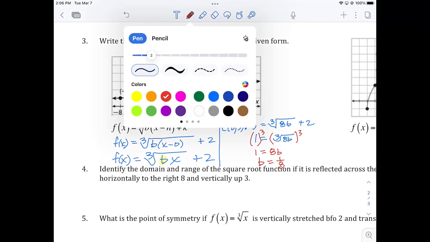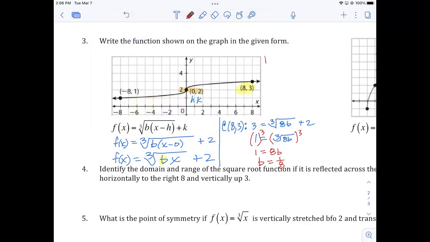And then I'll just retreat back up here, and I'll say, so, what's that? Now I plug it in right over here. So f of x ends up equaling the cube root of 1/8 x plus 2. That's kind of gross, but it is what it is.